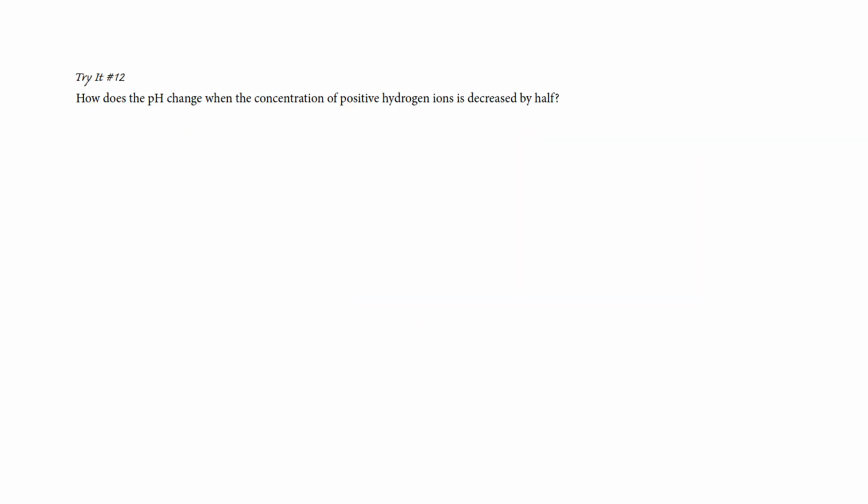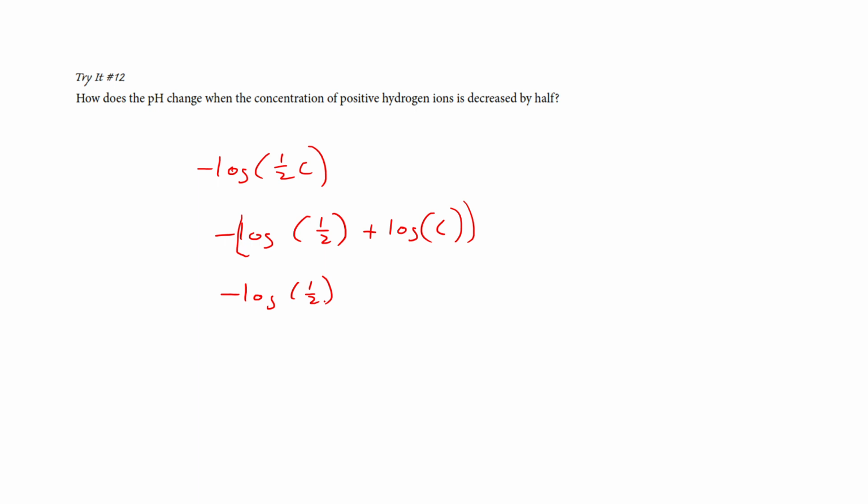Now this is the same exact thing. So it's negative log, but this time they're saying, well, what if we cut it in half and we had 1/2 that initial concentration? We would do the same trick where we could turn it into, well, I should do it like this. So I split that up because of the product rule of logs. Now I can distribute that negative sign.